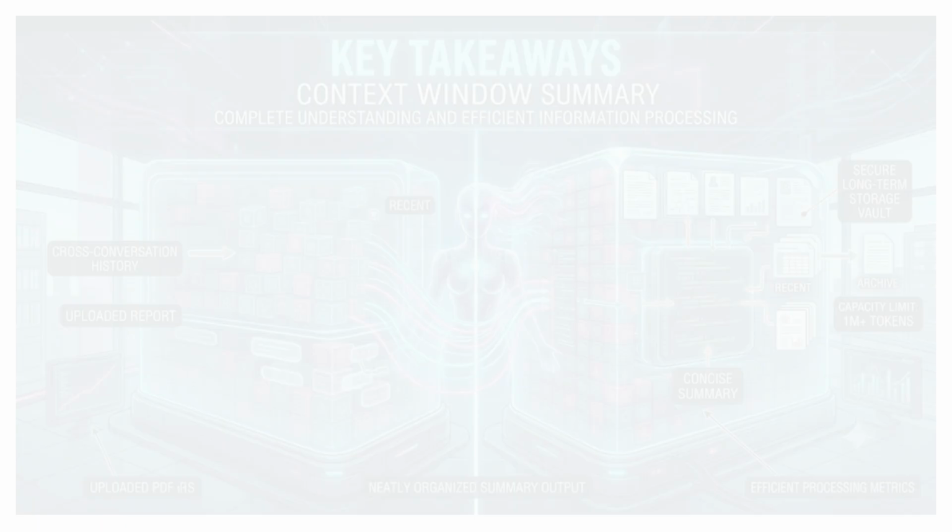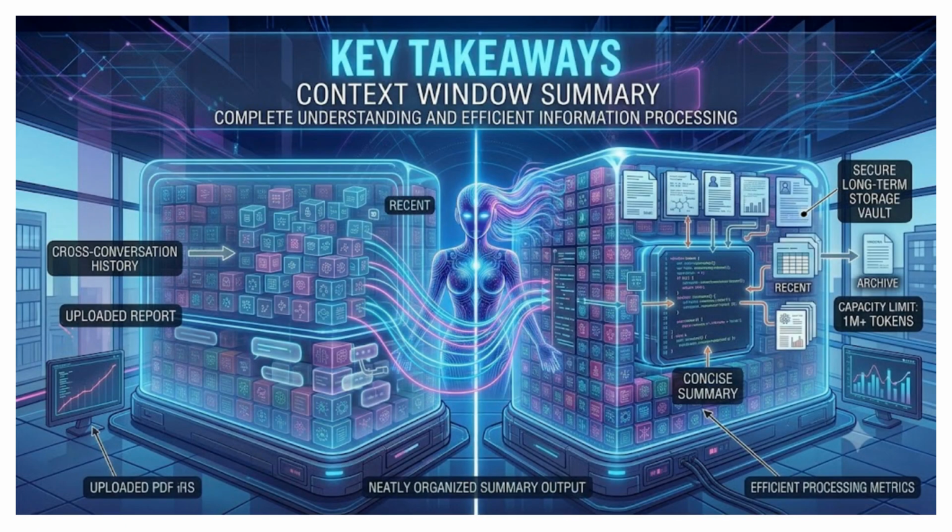Let's recap what we've learned. The context window is the maximum amount of information an AI can process at one time. It includes your prompts, previous messages, uploaded documents, and the AI's earlier responses. A larger context window helps the AI understand longer conversations, analyze larger documents, and produce more accurate responses. Understanding context windows helps developers build smarter and more efficient AI-powered applications.